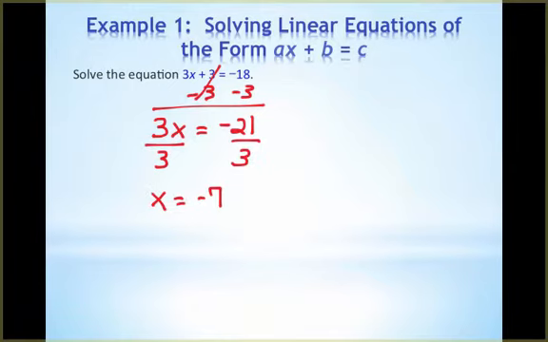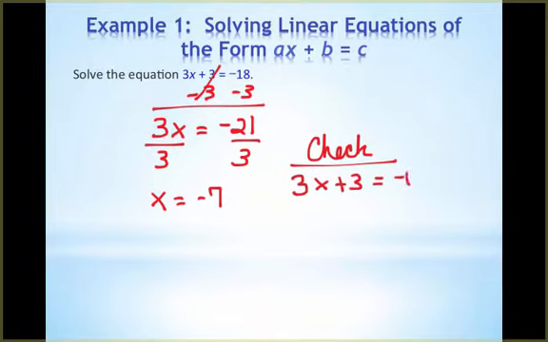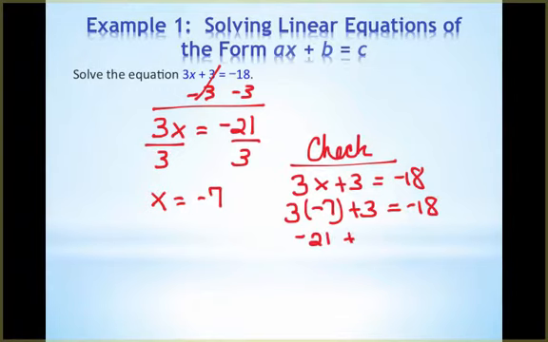So we will take a moment now and check this problem to make sure our solution is correct. So we take our original equation, 3x plus 3 equals negative 18, and let's put in x is negative 7. So that gives me 3 times negative 7 plus 3 equals negative 18. But that's negative 21 plus 3. And negative 21 plus 3 is negative 18, and negative 18 equals negative 18, so we know we have the correct solution.